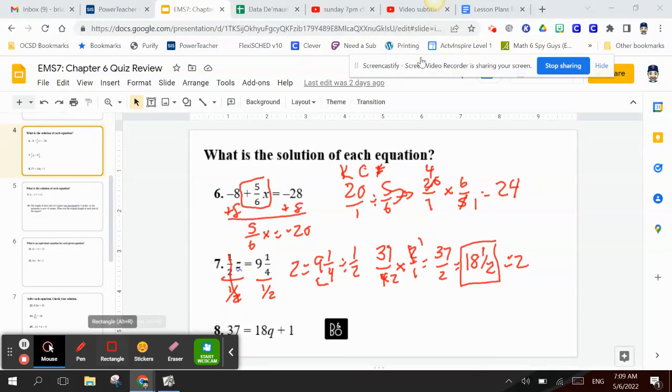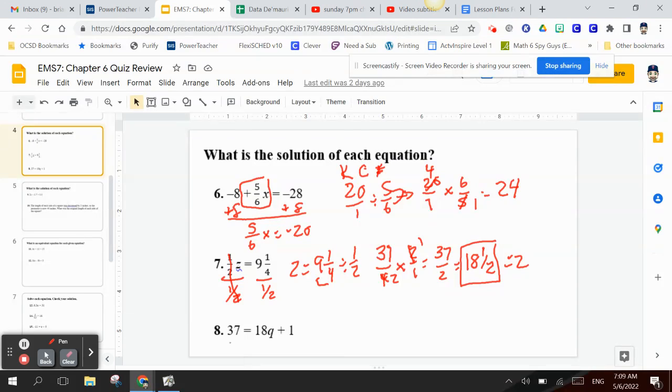Down below, I have 37 equals 18Q plus 1. So I want to subtract 1 from both sides. That gives me 36 equals 18Q. I divide each by 18. 36 divided by 18 is 2. 18Q divided by 18, the 18's cancel out, and I'm left with Q.